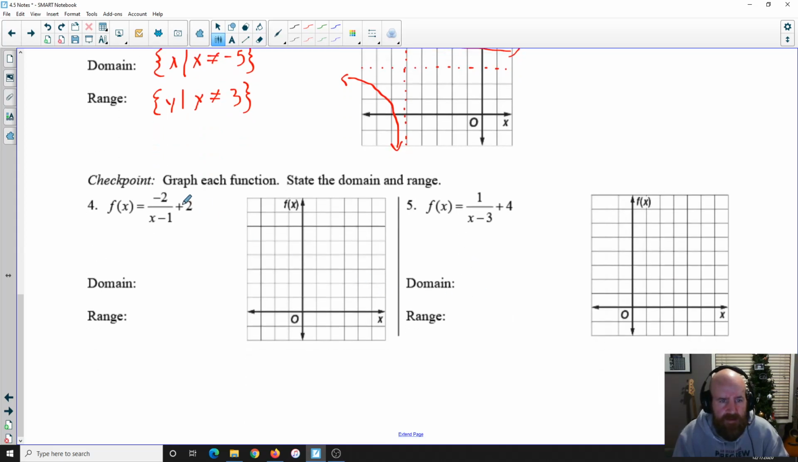Let's go ahead and try these real quick. Pause the video. Domain would be all x's such that x cannot equal 1. And range all y's such that y cannot equal 2. Okay, so we have x equals 1 for vertical and y equals 2 for our horizontal.